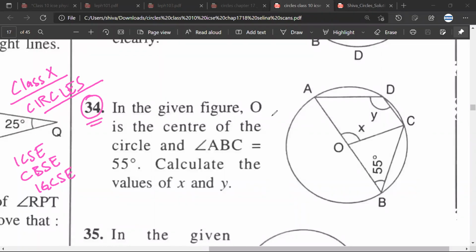Question number 34. O is the center of the circle. Angle ABC is 55 degrees. Calculate the value of X and Y. Mr. Sibang, how should we do this?